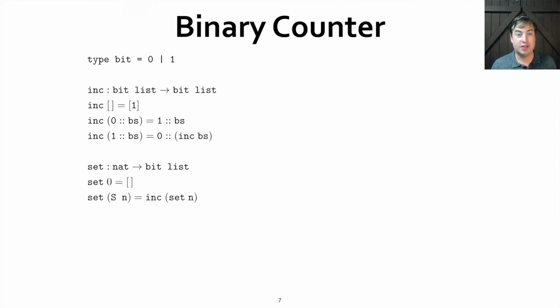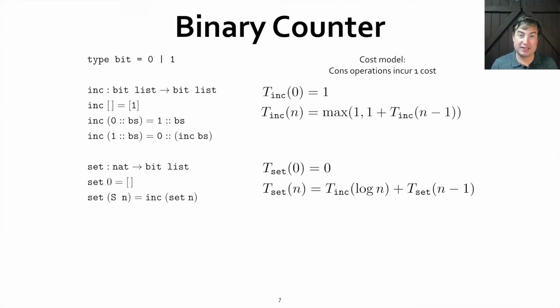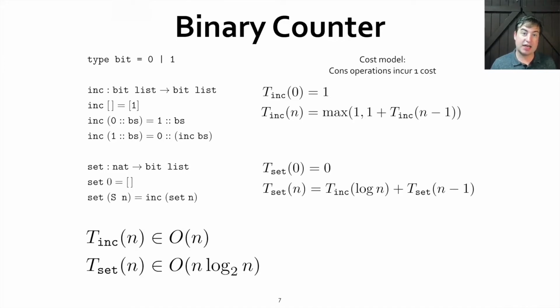So here are the recurrences that you'd expect to get from these functions using the informal method. By the way, for the rest of the talk, we'll fix the cost model so that cons operations are the only cost of the operation, and they each incur one cost. These two recurrences solve to t_inc being linear and t_set being n log n. But this actually isn't a tight bound for set.